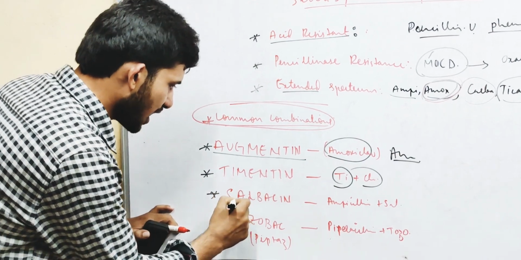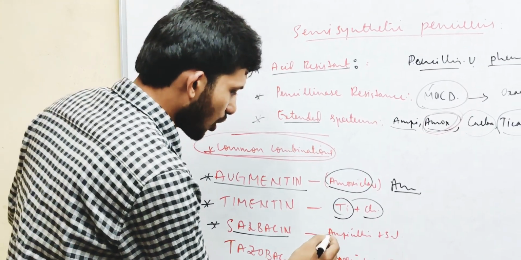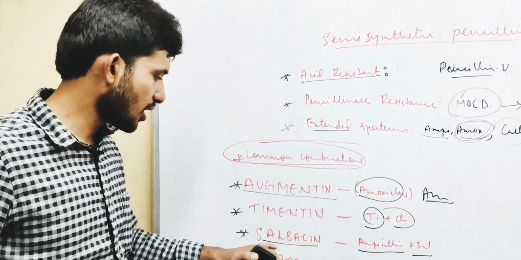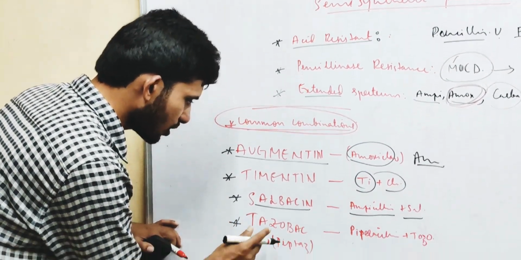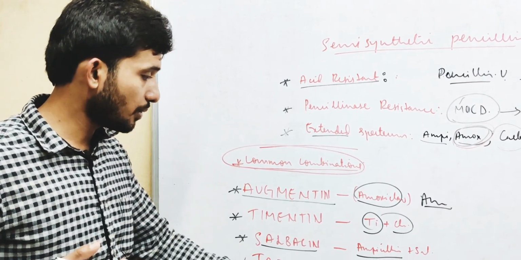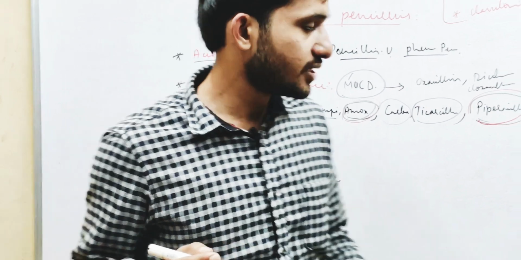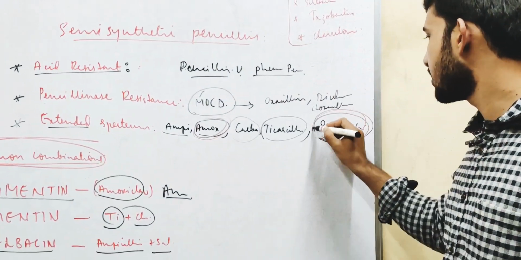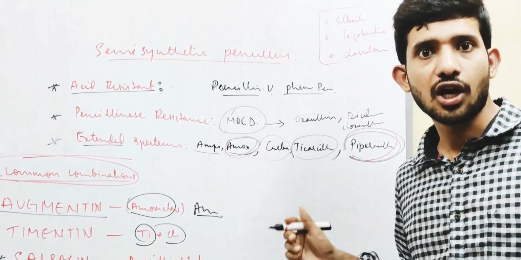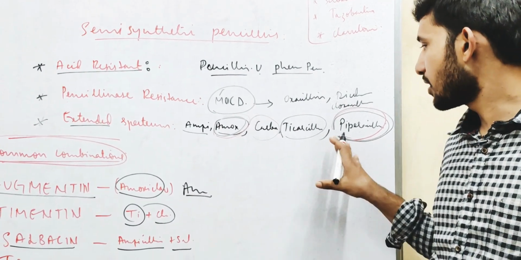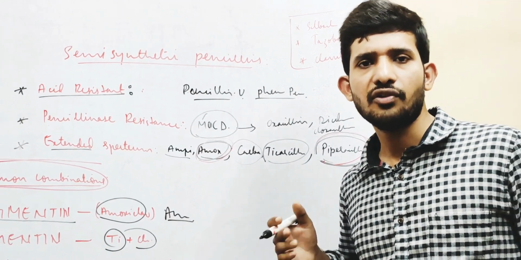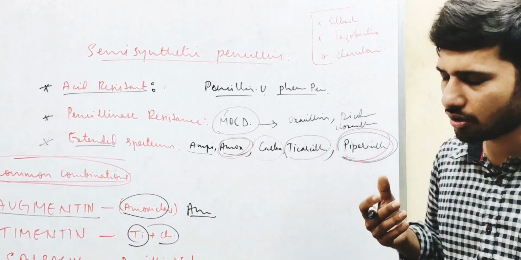Timentin is also a very commonly used drug in the hospitals. And the next one is Sulbacin. In Sulbacin, the combination is ampicillin plus sulbactam, okay? Ampicillin and sulbactam is the combination in Sulbacin. And there is another drug called Tazobac. We also have Piptaz, which contains piperacillin and tazobactam. Piperacillin is a broad spectrum penicillin, and tazobactam is a beta lactamase inhibitor, okay? Here we have 4.5 grams, sometimes 4 grams of piperacillin and 500 mg tazobactam, okay? In high doses also we give in most of the common infections, especially in pneumonia related infections.